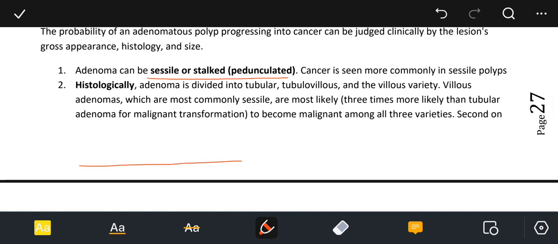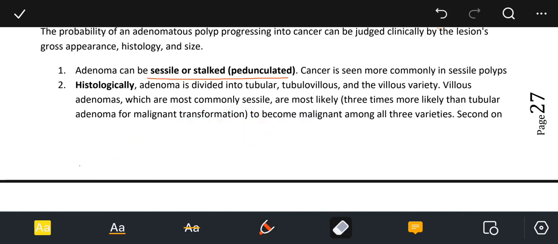Suppose this is a surface, and this is a polyp which is just raising upwards from the surface. This is a sessile polyp. Polyps can be sessile and pedunculated as well. This one, which has a stem associated with it, is called a pedunculated polyp. So these are pedunculated polyps and these are sessile, and the same is true for the adenomas. This one is a sessile adenoma and this one is a pedunculated adenoma. Now let's move forward.